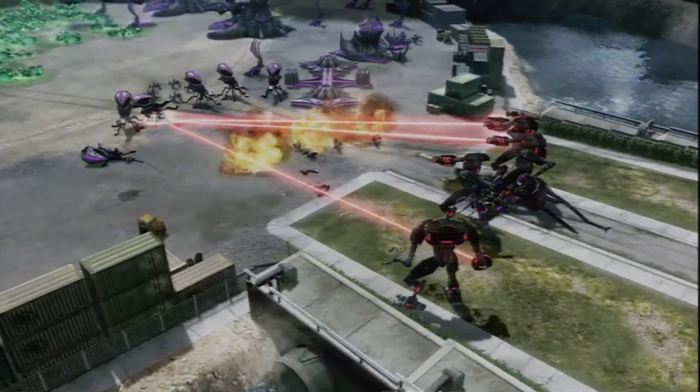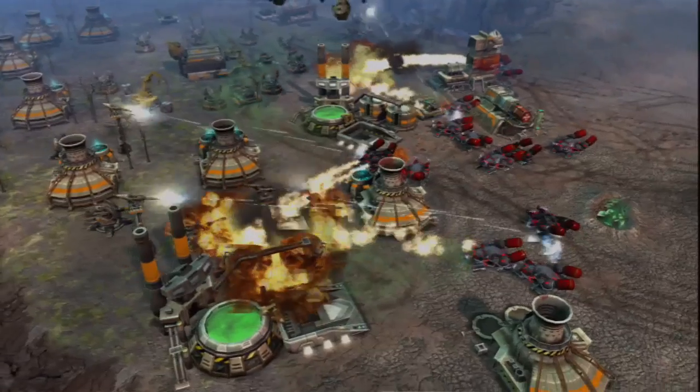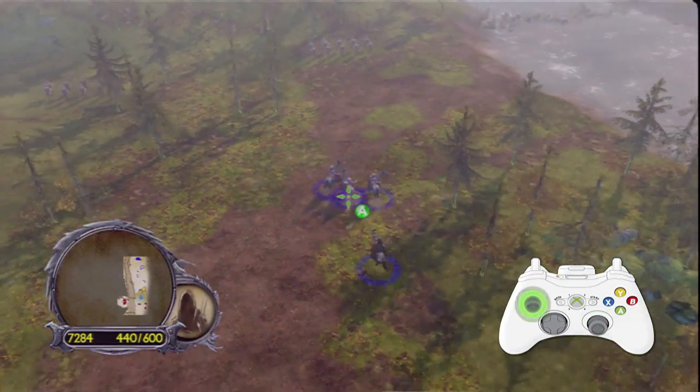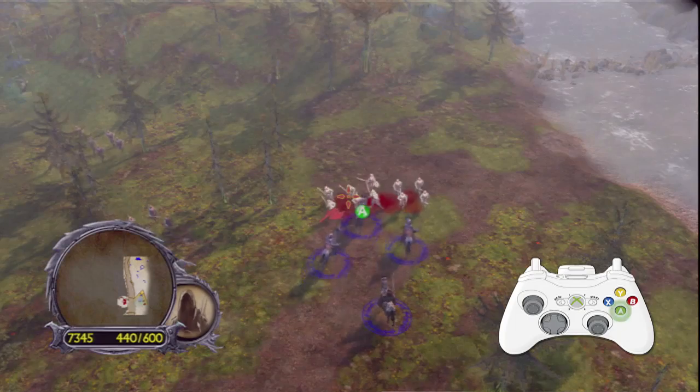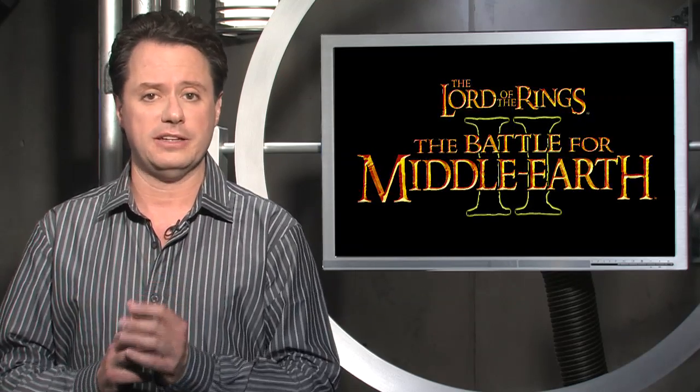Bringing the real-time strategy genre to consoles has always been a passion of mine. In the past, many efforts had been to map a mouse and a keyboard control over to the console, which had always sort of felt wrong. The major innovations which led to the success for Battle for Middle-earth 2 on the Xbox 360, and in fact for all consoles, really came down to a couple of things.